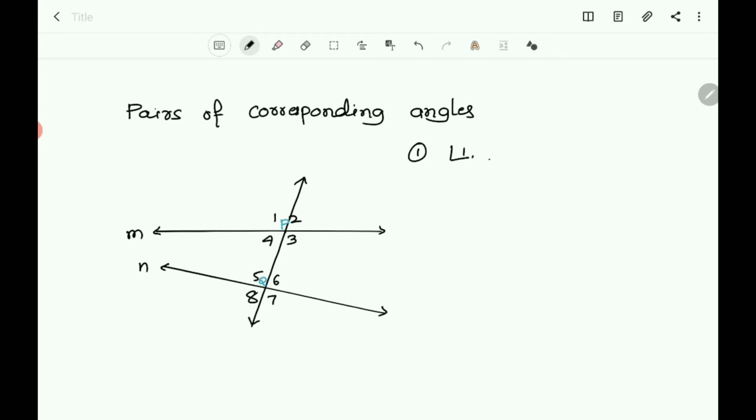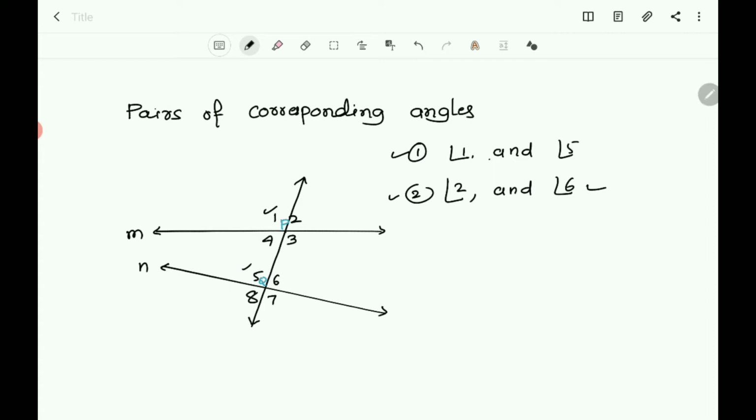First pair, let us have angle 1 and angle 5. Here this and this, that is one pair of corresponding angles. And the second one, angle 2 and angle 6. That is the second pair. Angle 1 and angle 5 are on one side and they are above the lines M and N. And also on the other side of the transversal, angle 2 and angle 6 are above the lines M and N, and they are corresponding angles.